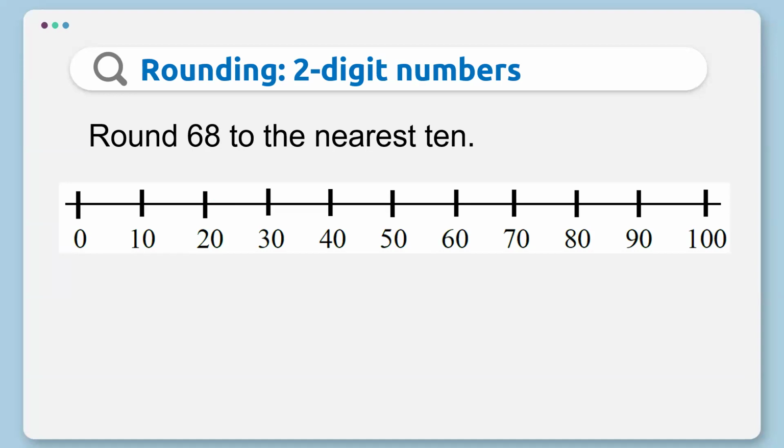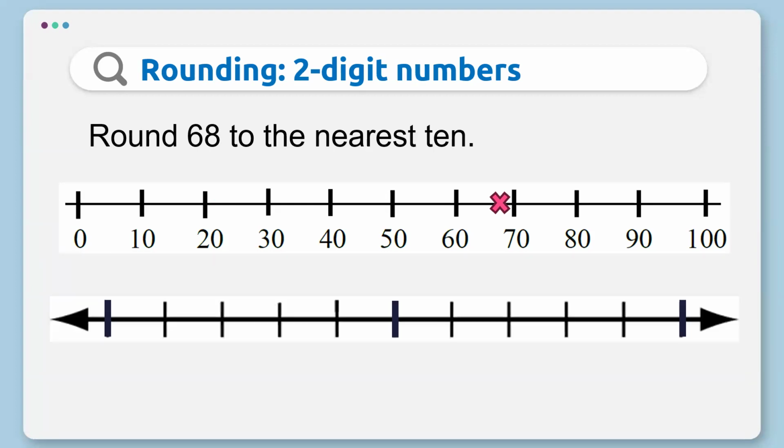Let's try another number. What if I want to round 68 to the nearest 10? I follow the same steps. 68 will be somewhere where the red cross is. If I divide my number line into smaller parts, it will be somewhere here. And I know that the cross is nearer to 70 compared to 60. This means that when I round 68 to the nearest 10, the answer is 70.